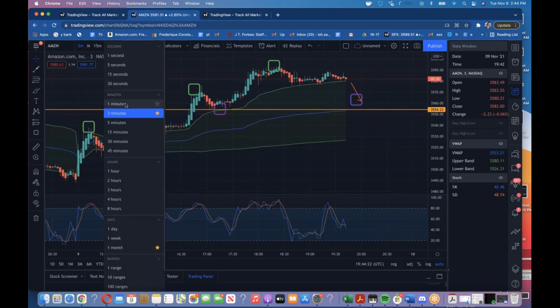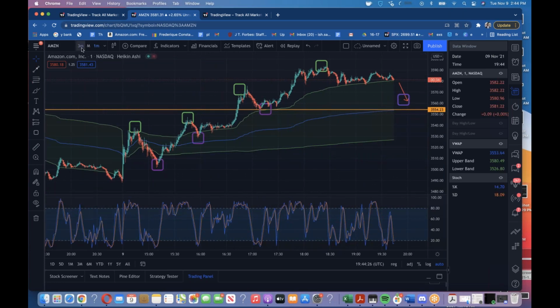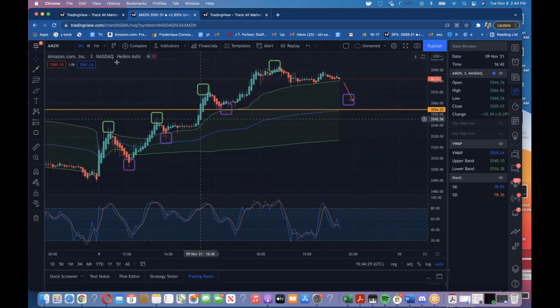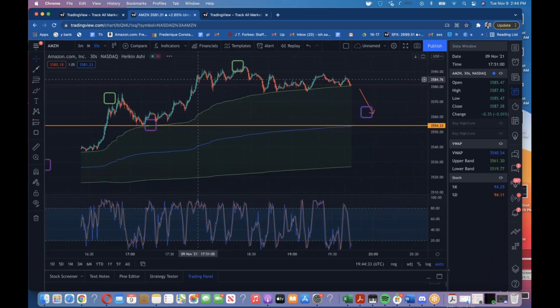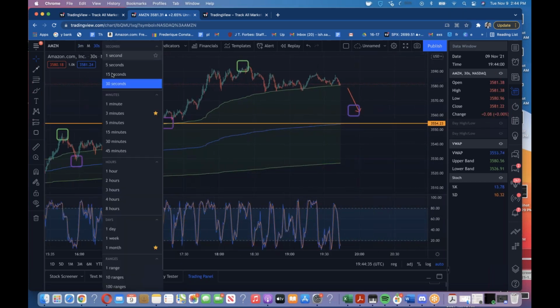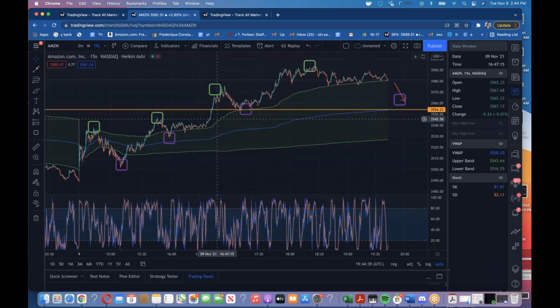3-minute, 1 minute can help as well. I actually don't use the 1 minute too much, to be honest. I use the 3-minute, and then I use the 30-second here. 30-second is big. And then I also use the 15-second. Right? So the 15-second as well.